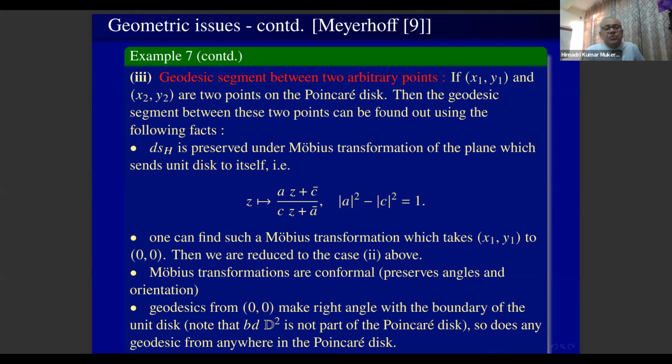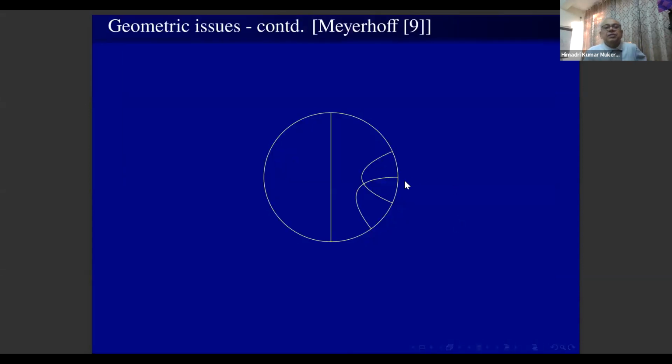And so does any geodesic from anywhere in the Poincaré disk, because what we have seen just now is that any geodesic from x1, y1 to x2, y2 by Mobius transformation can be converted into a geodesic from 0, 0 to a point. So therefore, the angle which this geodesic makes with the boundary has to be, because the angles are preserved under Mobius transformation, the angle will still remain perpendicular. So therefore, all geodesics will look like this.